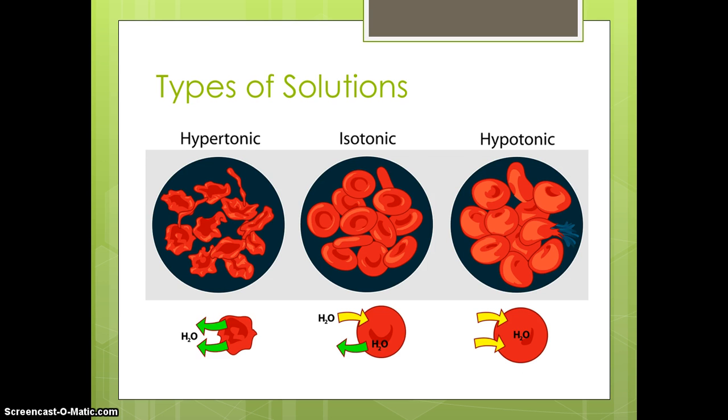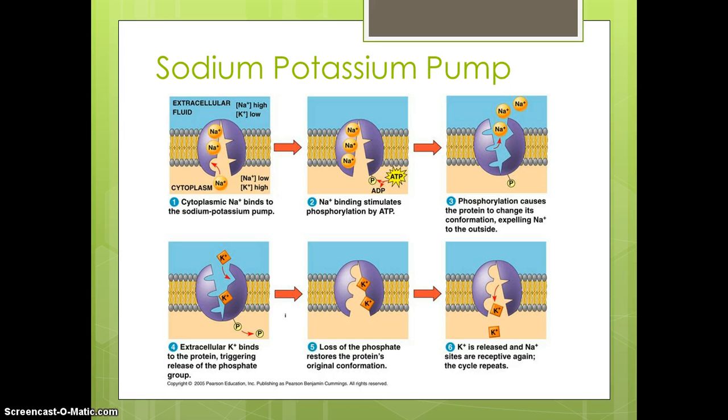out of the cell. The sodium-potassium pump is a type of active transport which uses membrane proteins. The pump moves 3 sodium out of the cell and 2 potassium into the cell to create an electrochemical gradient.